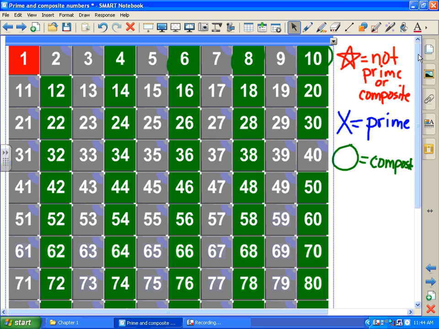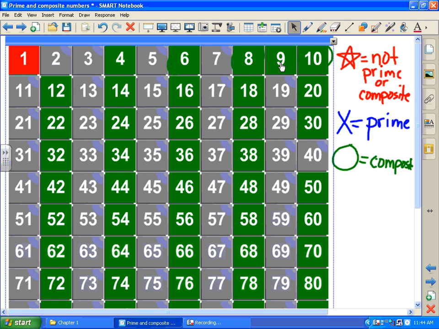Put an X on 3. Now let's circle the multiples of 3. What's 3 times 2? 6. Oh, it's already done. What's 3 times 3? 9. Circle 9. What's 3 times 4? 12, but 12's done, isn't it? It's composite, so we're circling it.